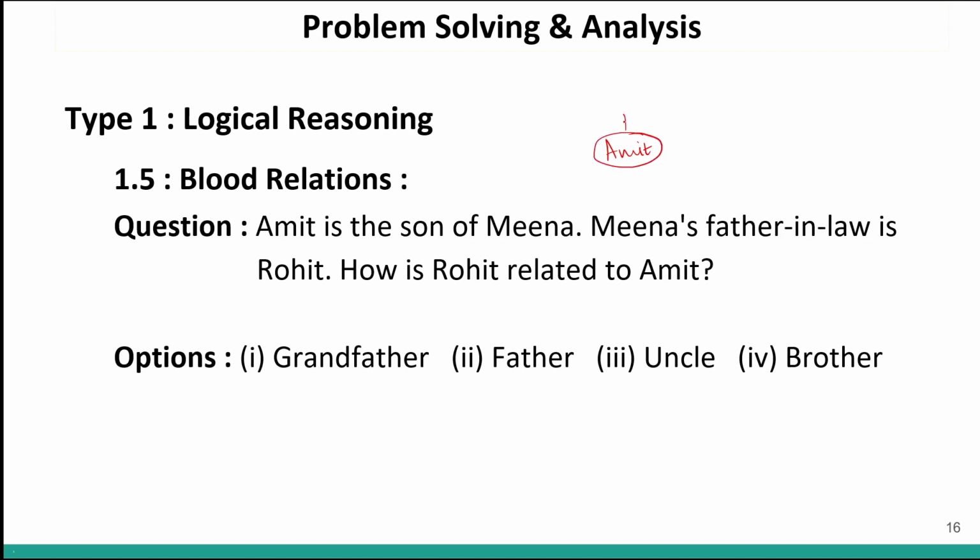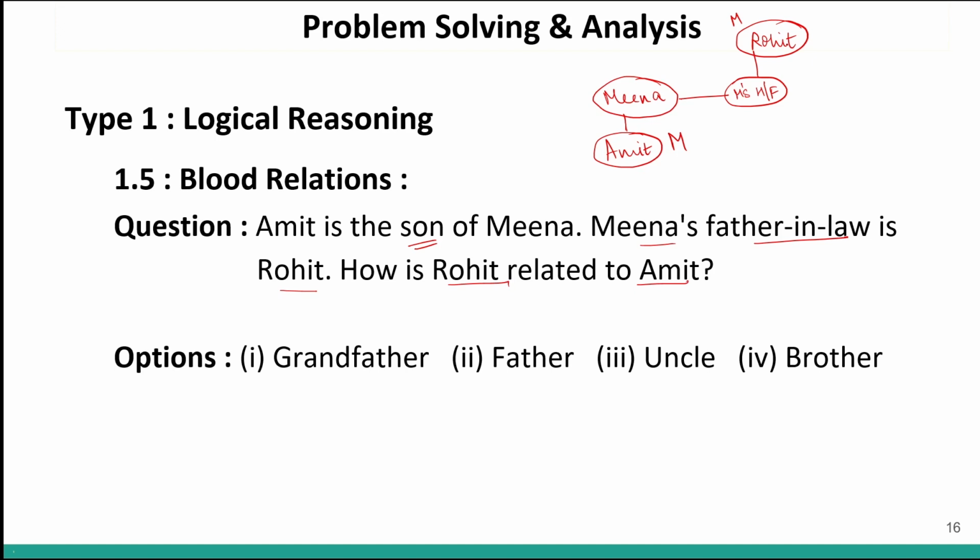He is the son, because son is given, right? So he will be a male child of Meena. Meena's gender, we don't know. Meena's father-in-law is Rohit. So Meena will have a husband or wife, we don't know the gender, and that spouse will have a father called Rohit. Rohit is male because he is the father-in-law of Meena. We have to find how Rohit is related to Amit.